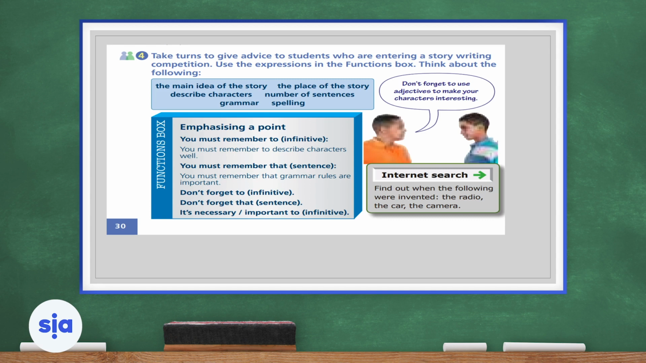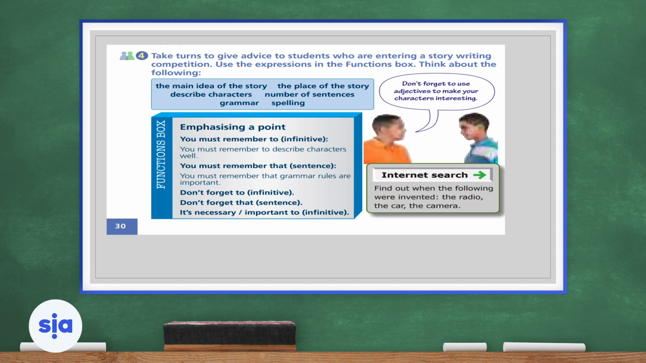You must think of the main idea, the place of the story, which is the setting, the description of the characters, the number of sentences you will use, grammar. You must revise your grammar and revise your spelling. Now, the functions box includes emphasizing a point. So you must remember to infinitive, you must remember to describe the characters well, you must remember that sentence, you must remember the grammar rules are important.